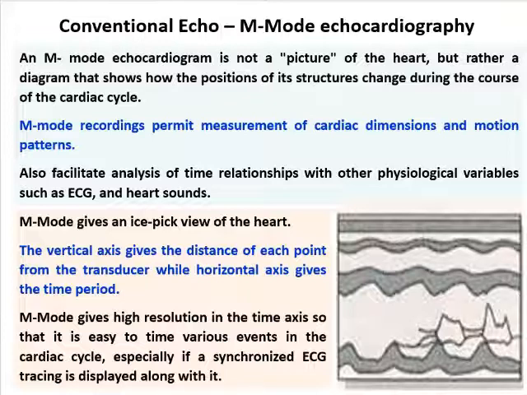The vertical axis gives the distance of each point from the transducer, while the horizontal axis gives the time period. M mode gives high resolution on the time axis, so it is easy to time various events in the cardiac cycle, especially if a synchronized ECG tracing is displayed along with it. Motion mode echocardiography simply represents the size and the movement of the heart, which is to be compared with normal people.